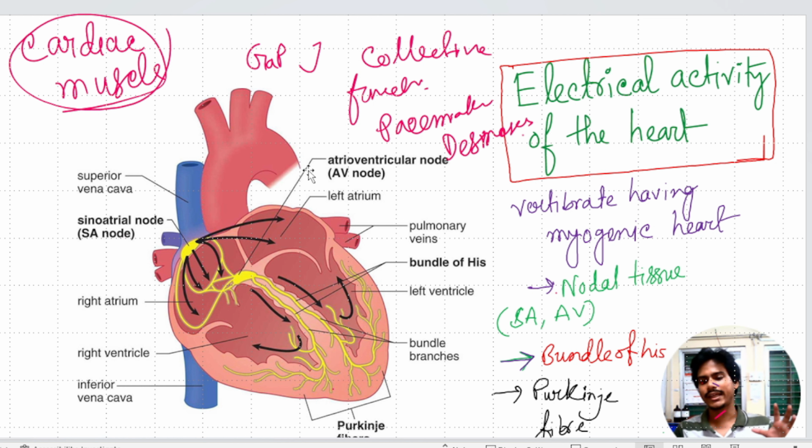So in that class we have discussed the basic anatomy, the basic structure of the heart, and its electrical impulse.